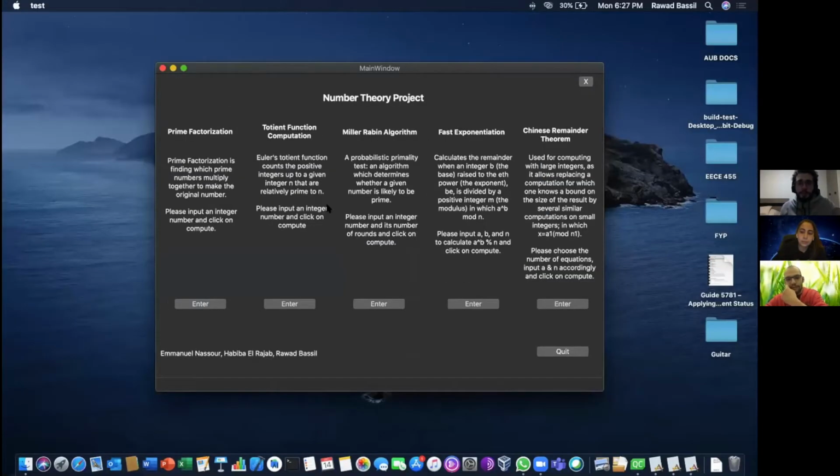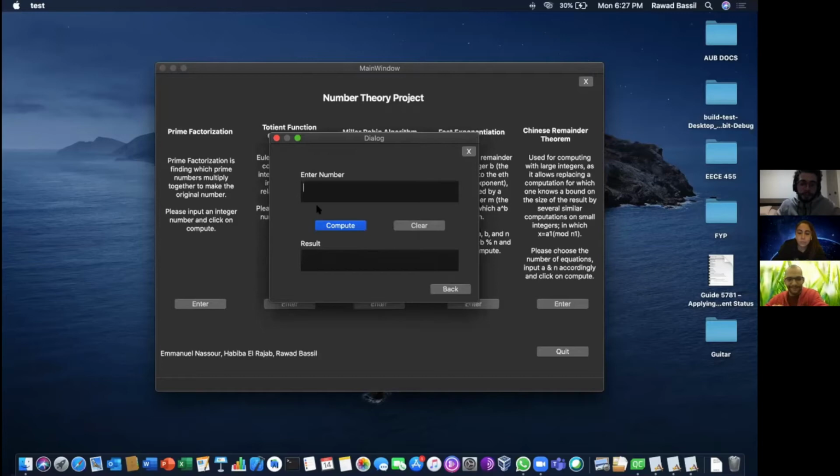So the main window is pretty basic with a bunch of push buttons. And in this demo, we're gonna cover up to 5 algorithms. In each, you can see a small description, as well as how to use the calculator. And I will start by going into prime factorization.